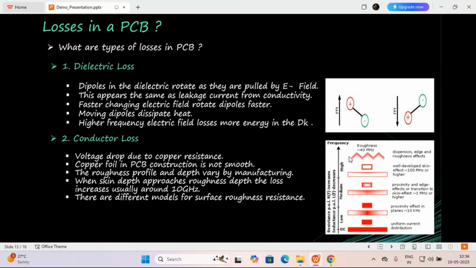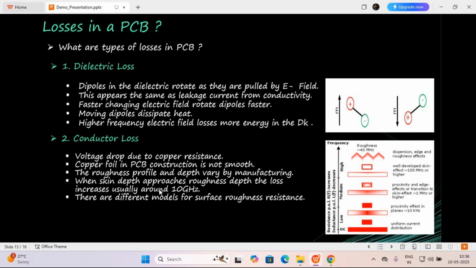It cannot flow as it was flowing in the case of a smoother surface. So the dispersion edges and roughness effects come in above, say, 100 megahertz. These things come into the picture. The roughness profile and depth vary by manufacturing. When the skin depth approaches the roughness depth, the loss increases, usually around 10 gigahertz.